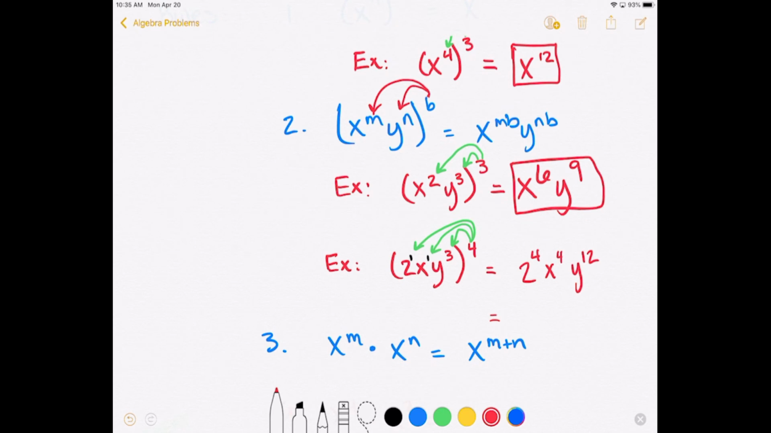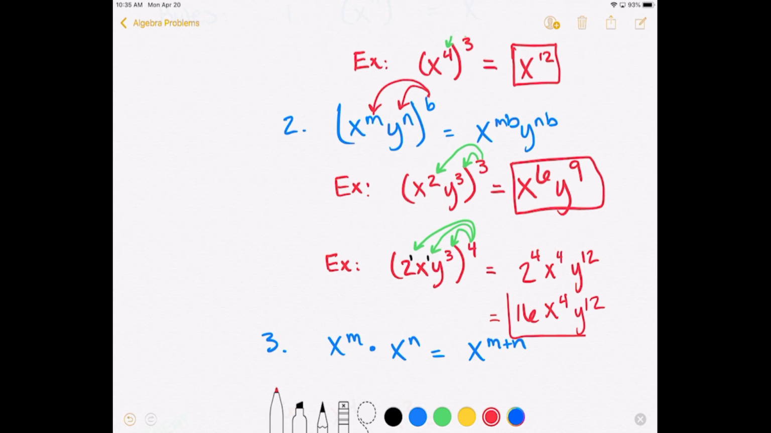So 2 to the 4th, you can put it in your calculator, or technically you can just do it by hand. It's 2 times 2 times 2 times 2, so you get 16 x to the 4th, y to the 12th. Those are our first two. This is our first rule, second rule: if you have an exponent outside of parentheses, you can multiply it inside the parentheses to the other exponents.